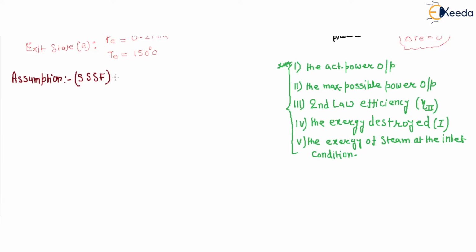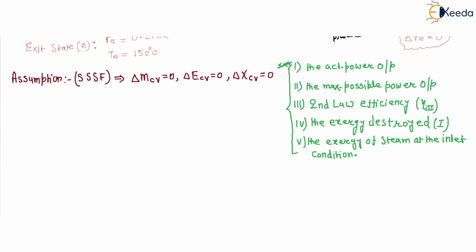If this is a steady state, steady flow process, that means delta m of the control volume is equal to 0, delta E of the control volume is equal to 0, and also the change in exergy of the control volume is 0. This is given. And also neglect the change in kinetic and potential energy.